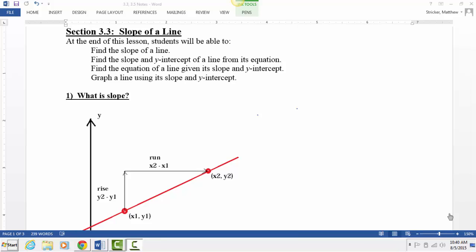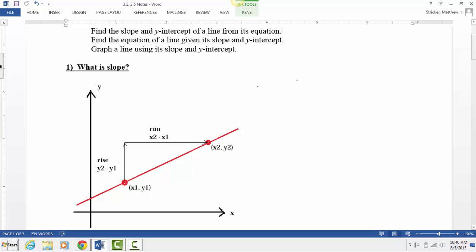This video covers sections 3.3 and 3.5 from your text. And looking at section 3.3 first, we're going to introduce the concept of the slope of a line and start to talk about how that slope affects the equation of a line. So just first off, let's go ahead and look at an example of a line and talk about what slope is in relation to that line.